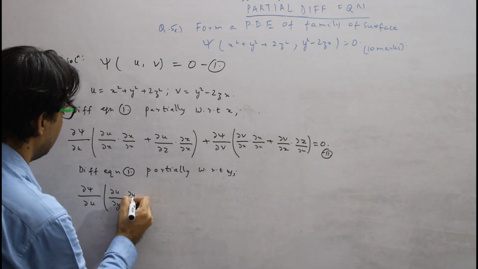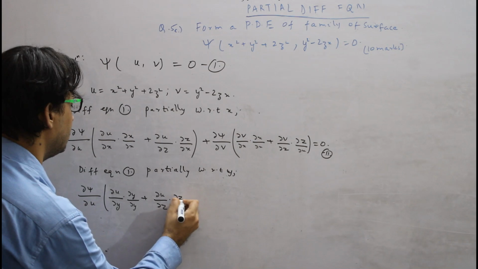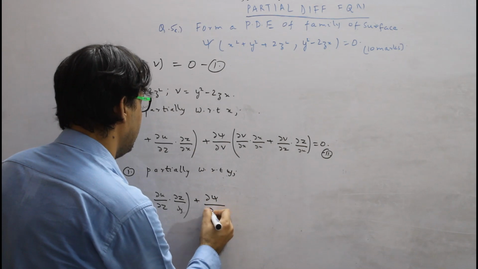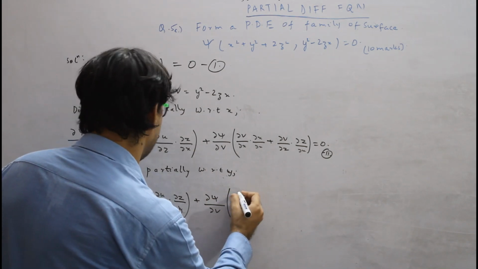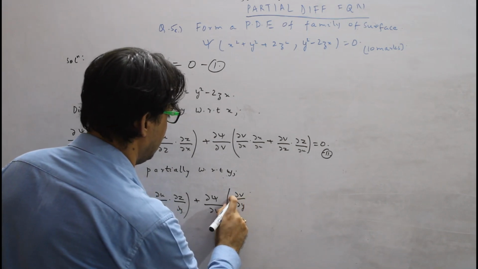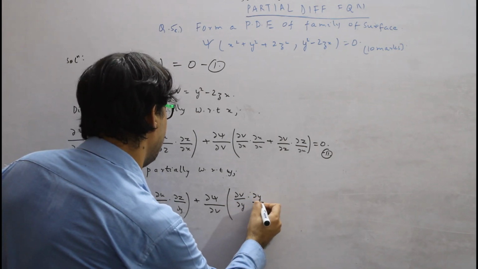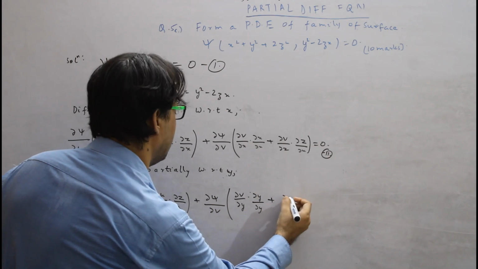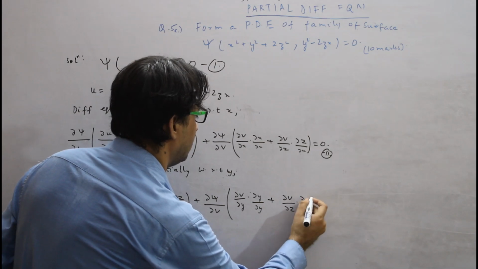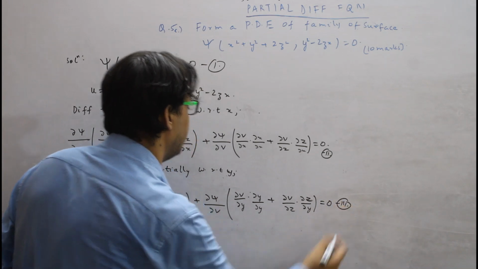∂y, and this becomes ∂y by ∂y plus ∂u by ∂z and ∂z by ∂y, plus ∂ψ by ∂v. This can be written as ∂v by ∂y, and this can be written as ∂v by ∂x plus ∂v by ∂z, and this is ∂z by ∂y equal to 0. I call it equation 3.